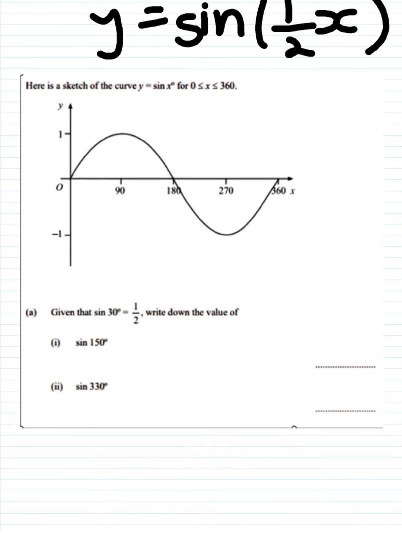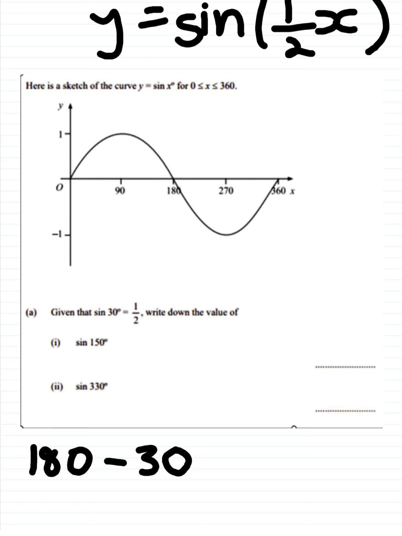We're given a curve y equals sine x between 0 and 360. And we know that sine 30 equals 1/2. Let's use symmetry of the sine curve to find 2 other values. Part 1 asks us to find what sine 150 is. Note that 150 is the same as 180 minus 30.